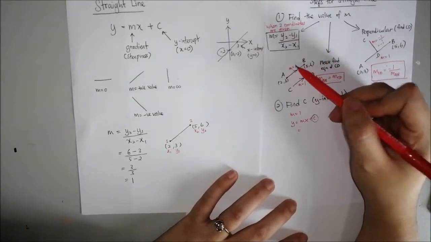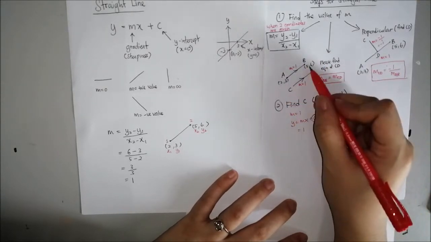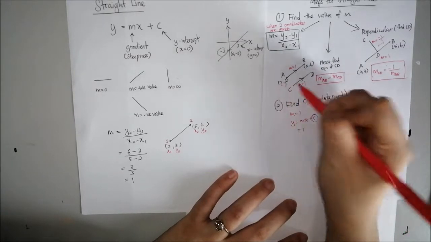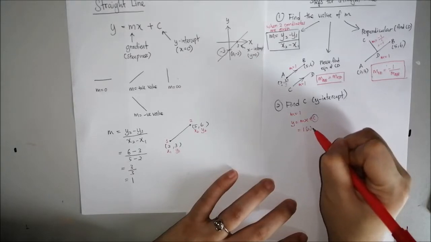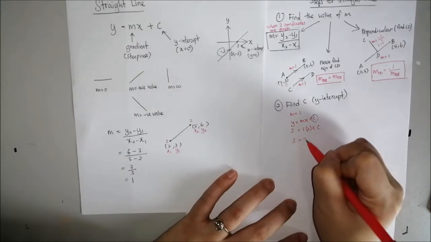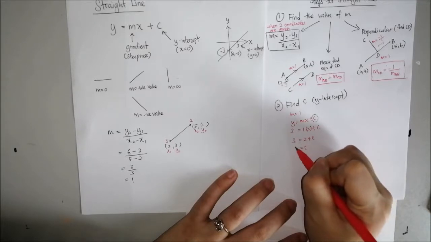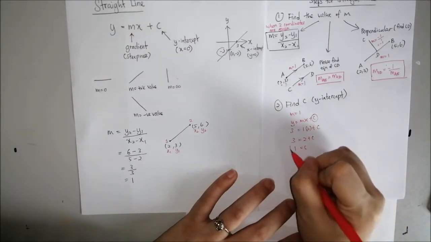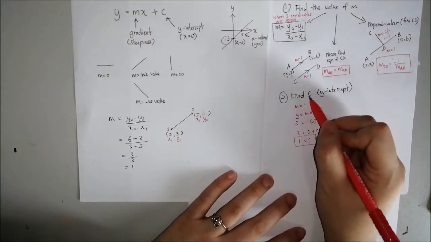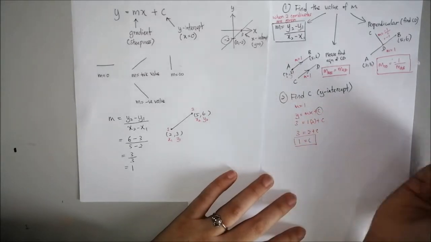For example, we already found out m is 1. Then for the x, you can use point A or point B, either one. So I choose this one, 2, 3. So this is x, this is y. So the x is 2 plus c. C I don't know, but the y is 3. So 3 equals 1 times 2, 2 plus c. So c is equal to 3 minus 2 equals 1. Okay, so we found out the value of c. So basically, to find c you just substitute the m, the x, and the y. Then you can find the c.